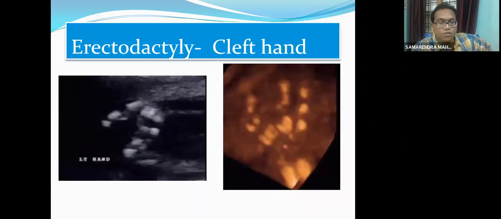Now coming to ectrodactyly, where one or more fingers may be missing, causing a cleft in the hand. The left one is the grayscale image showing missing of the second digit, and the right one is the 3D surface maximum mode demonstrating the absence of the middle digit and causing the cleft.